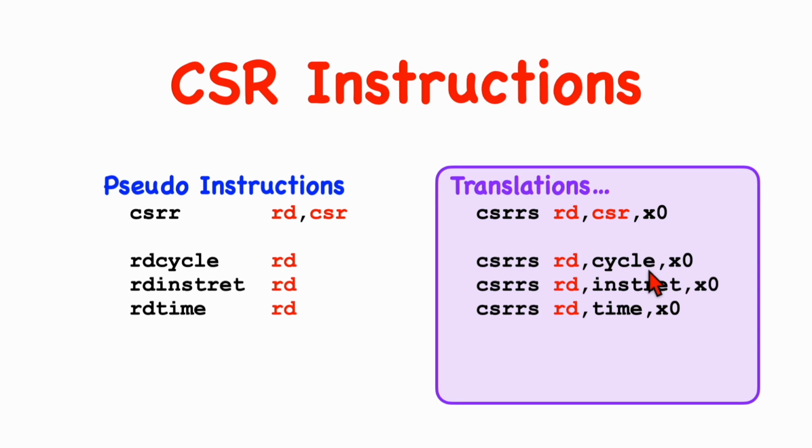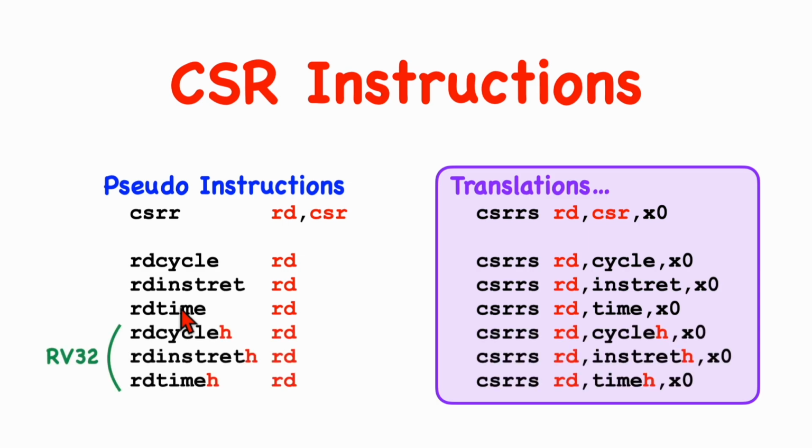There are 3 important CSRs that are accessible in all 3 modes: cycle, instructions retired, and the current time. And we have special instructions to access those registers and copy them into a destination register, and they're translated as shown here. Now, on a 64-bit machine, these registers are 64 bits, and that's all we have. But on a 32-bit machine, these only hold the lower order 32 bits, and so we have 3 additional instructions to get the upper 32 bits from the corresponding high registers.